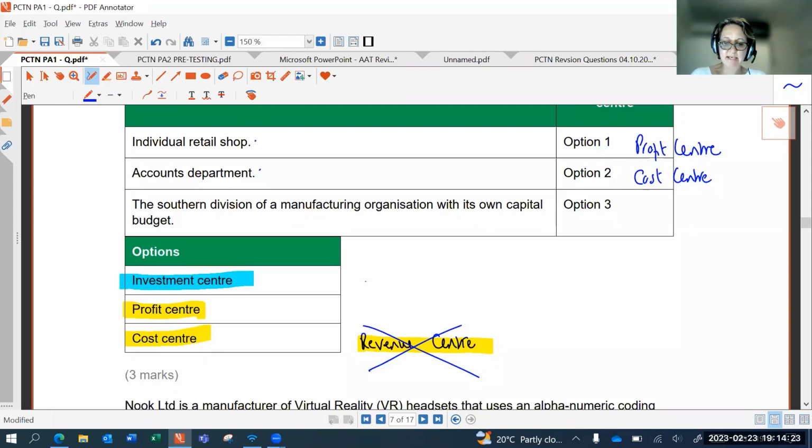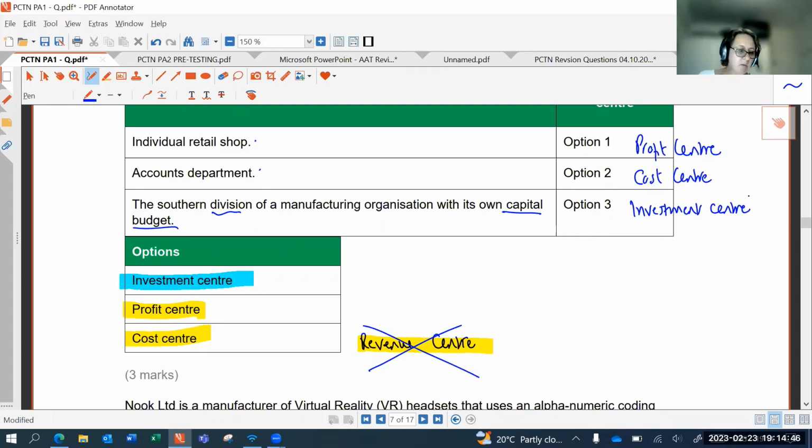Which should mean that our last one is the investment centre. And the fact it refers to it being a division with its own capital budget is leading me towards that anyway. This particular department or division is responsible for its own capital expenditure as well as making the profit. So it's an investment centre. So that was the only one remaining.